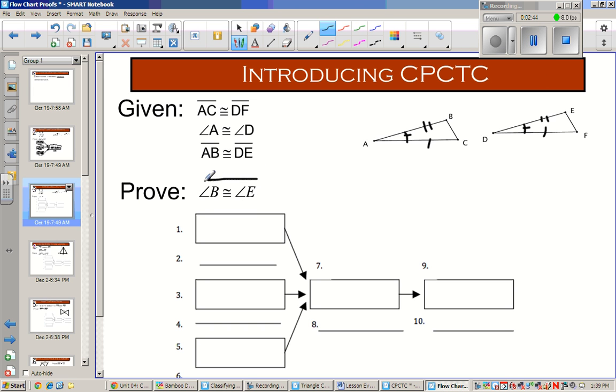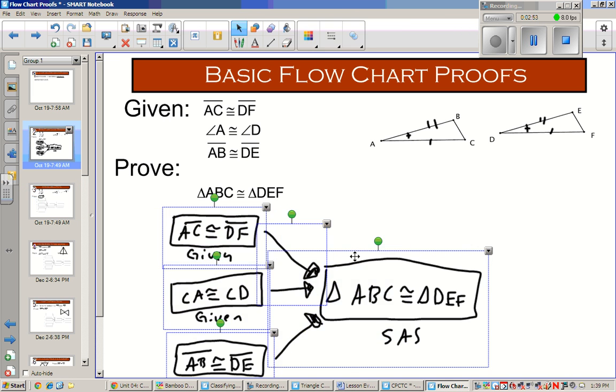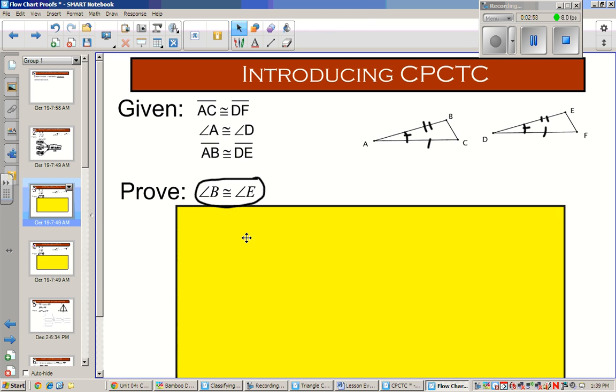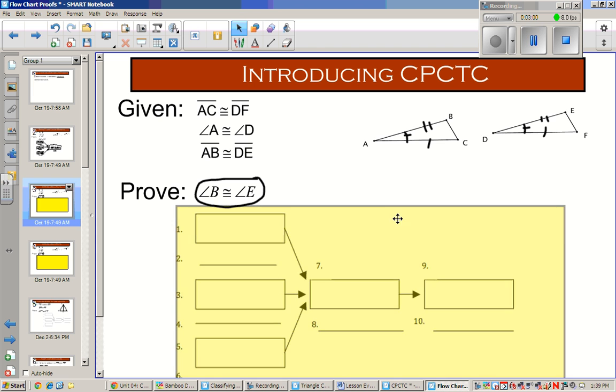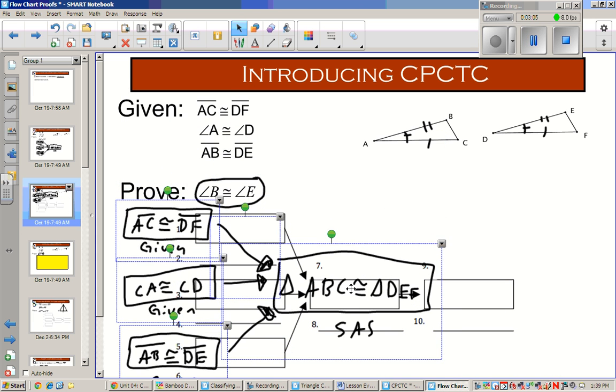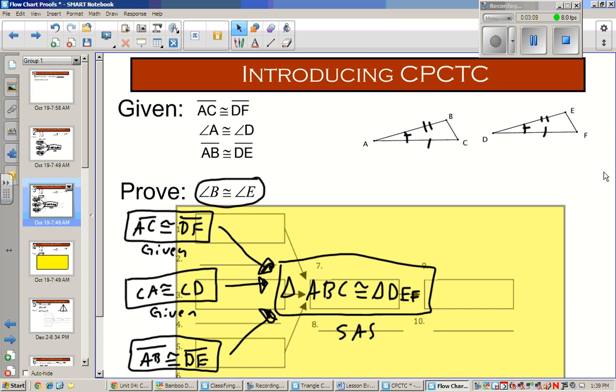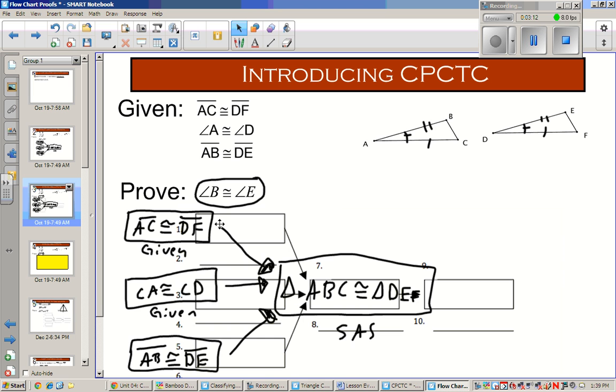Now we want to prove that angle B is congruent to angle E. So we're going to take the same information. I wonder if I can just copy and paste it in here. It's probably not going to fit perfectly. I guarantee it won't fit perfectly. But let's see how well we can fit it in here. We're going to slide it in. Say it like that. Alright. So we have this piece of information here, this piece of information here, and this piece of information here.